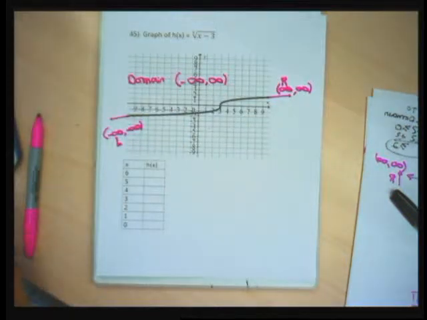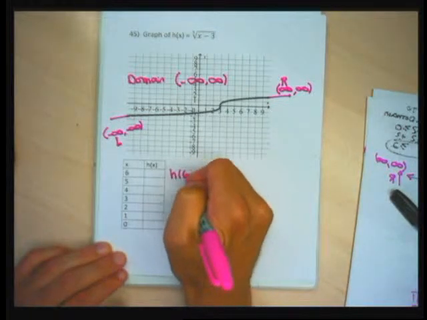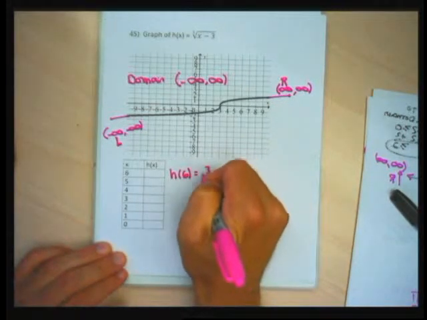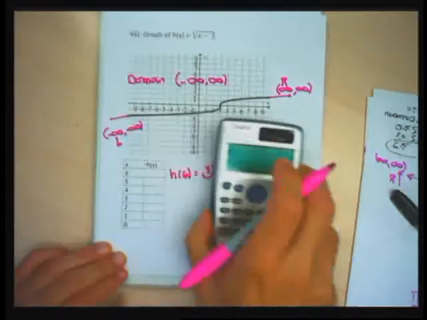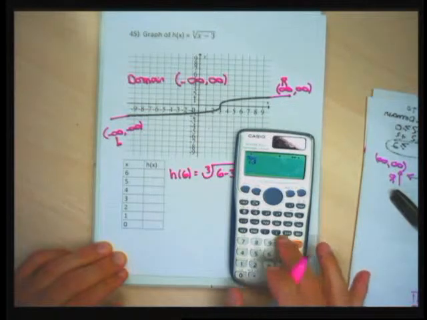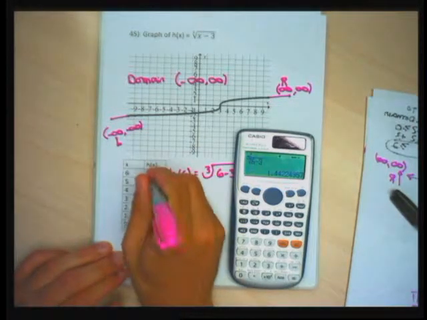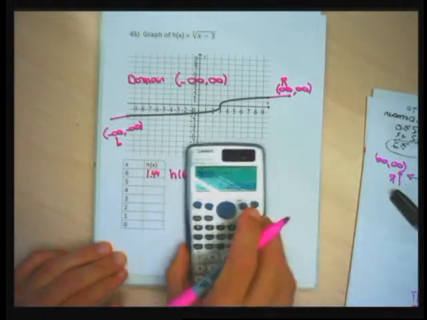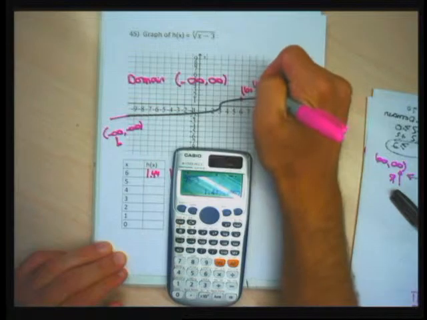Let me do the table now. First I'm going to do h of 6 is the cube root, not square root, of 6 minus 3. And I'm going to do this on my calculator. So shift cube root of 6 minus 3. I get 1.44. On my graph, this is the point right here that I just found. It's the point 6, 1.44.